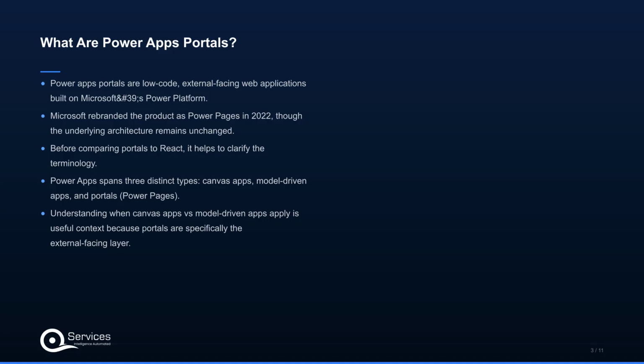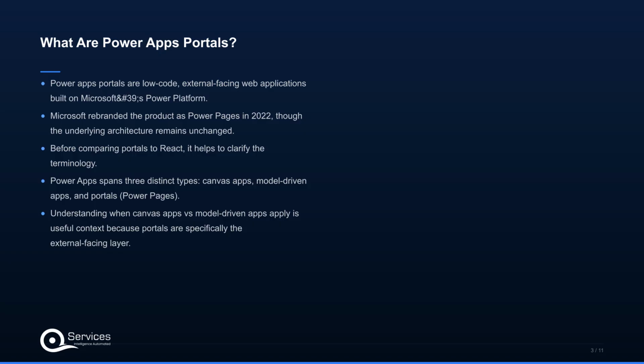Whether you're starting fresh or extending an existing Dataverse deployment, Power Pages development is typically faster than building from scratch in React. Before comparing portals to React, it helps to clarify the terminology. Power Apps spans three distinct types: Canvas apps, model-driven apps, and portals. Understanding when Canvas apps versus model-driven apps apply is useful context because portals are specifically the external-facing layer.